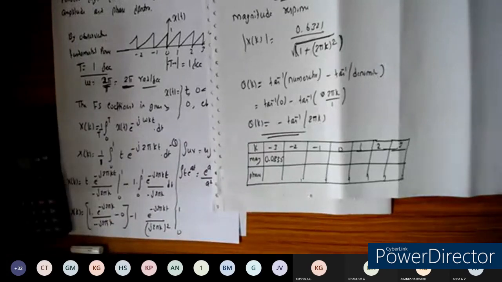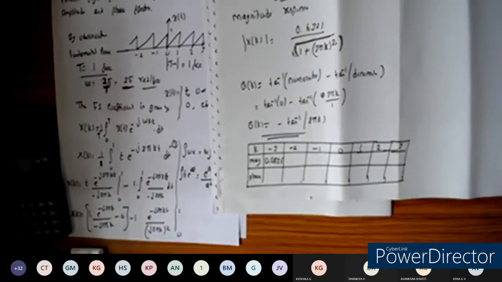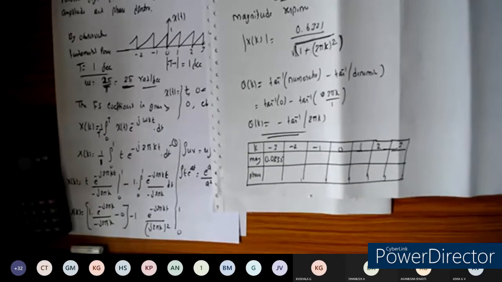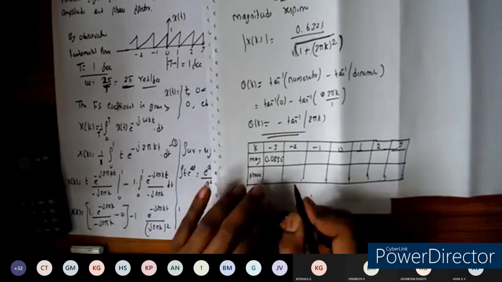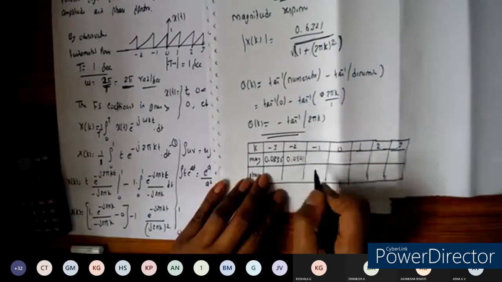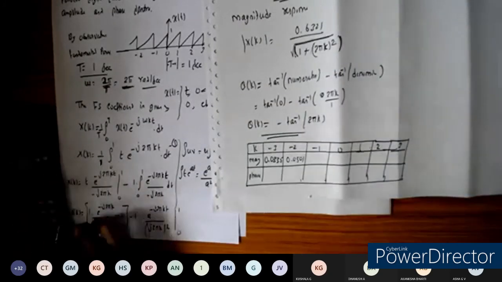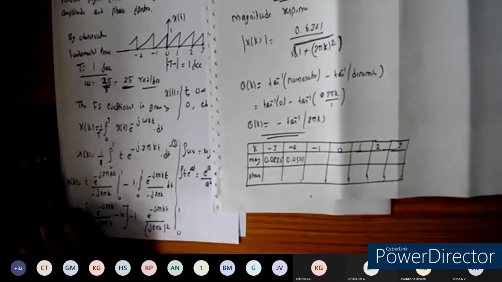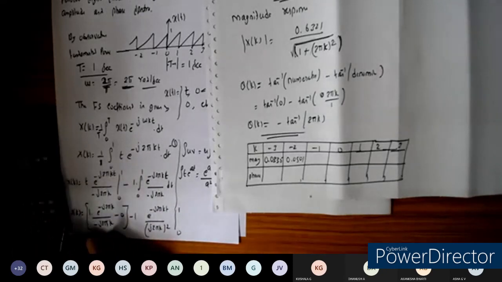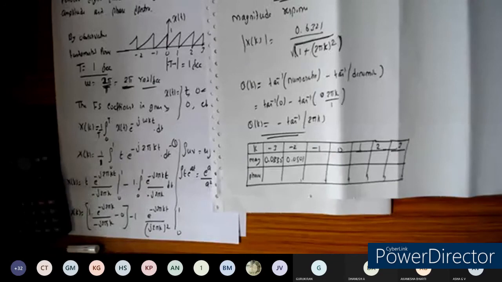For k, you can use the CALC button. For k equal to -2, how much will you get? 0.0501. If you type the formula, use the CALC button and just keep substituting the values. Done, everyone? Got the answer? Yes, you got the same answer for k equal to -2.